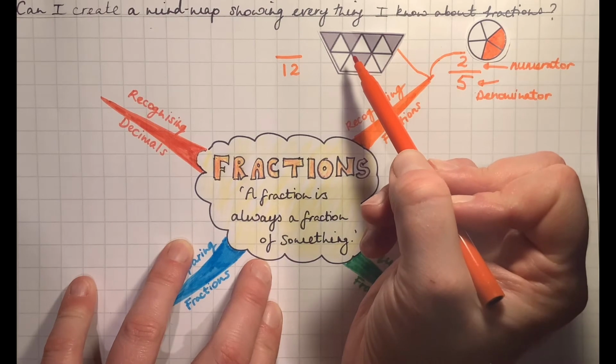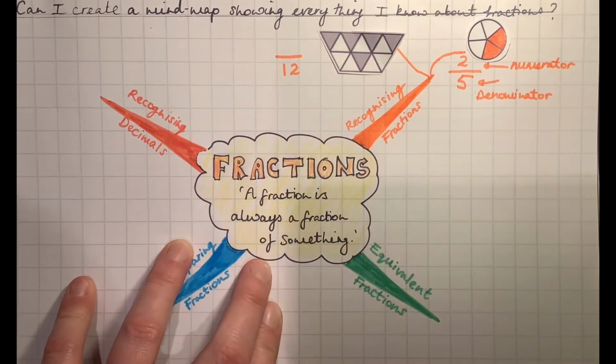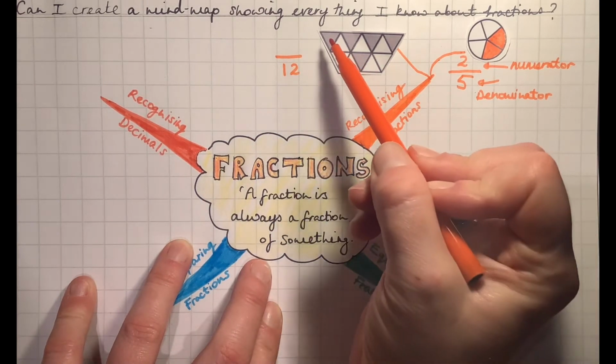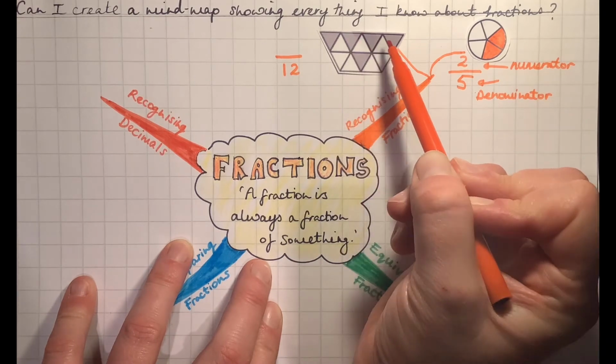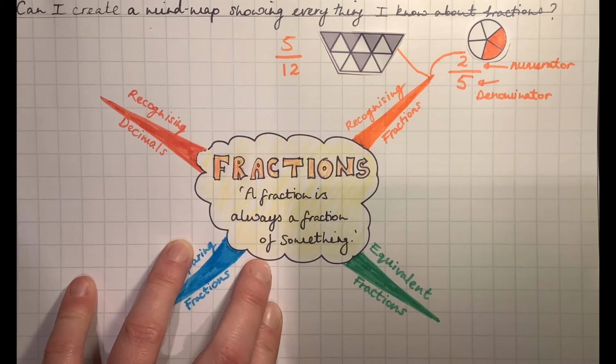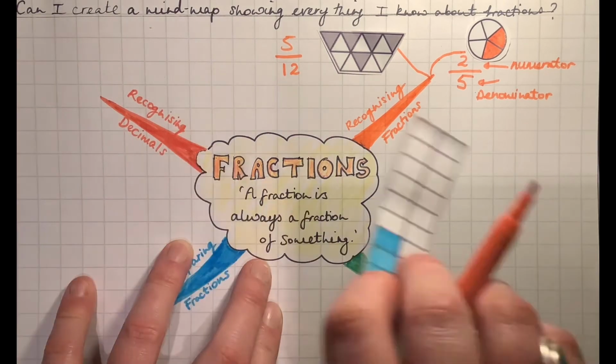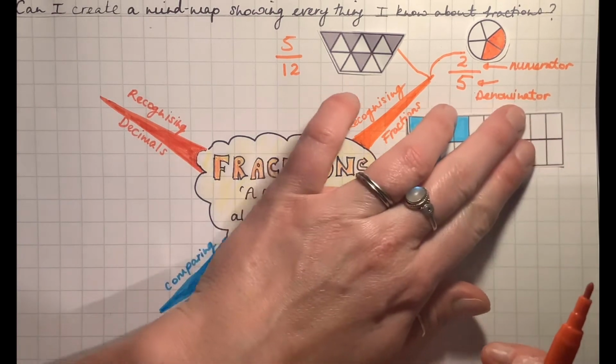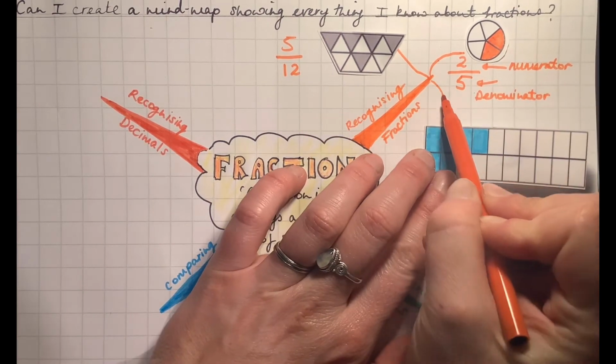Okay, so how many parts are shaded? And that's going to be our numerator. So 1, 2, 3, 4, 5. So 5 twelfths are shaded, so that's our fraction. Right, let's try one more. Let's try this one. Okay, we'll put this one down here.